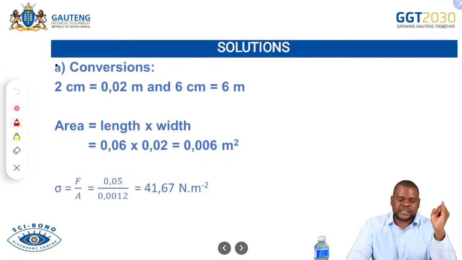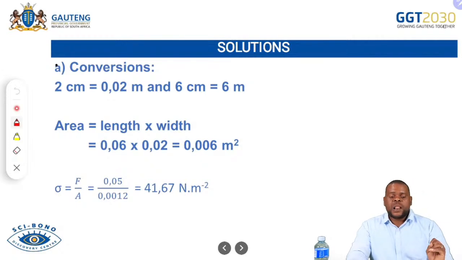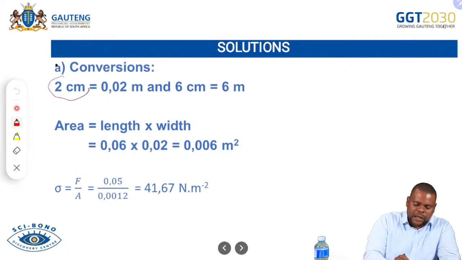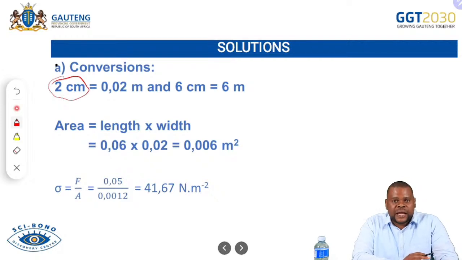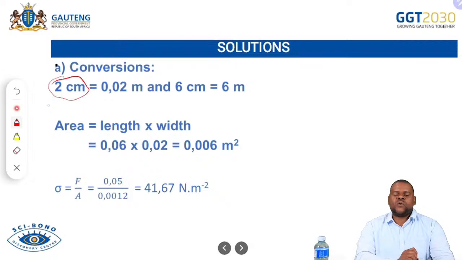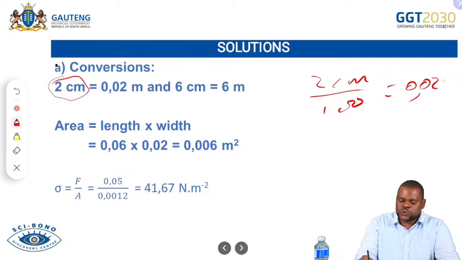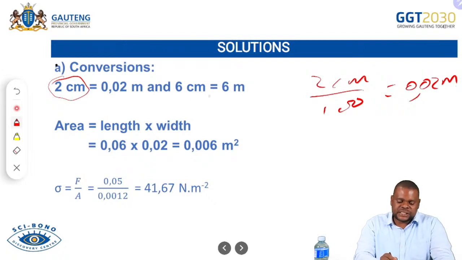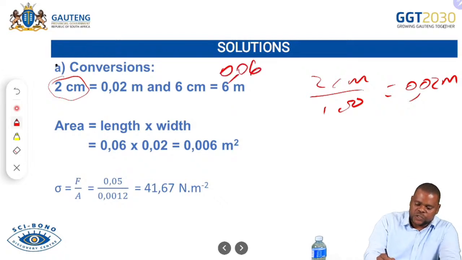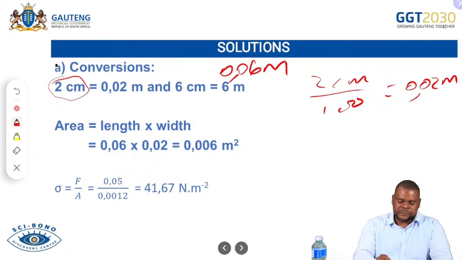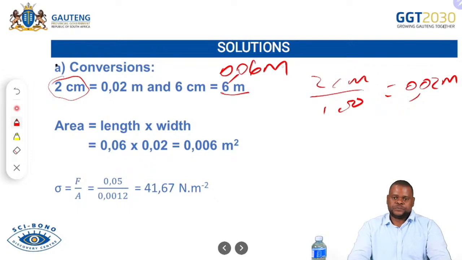The first thing that we do, we know that the length is 6 centimeters and the breadth is 2 centimeters. We need to do the conversion. We need to convert to meters, because the SI unit for the breadth and the length is meters. Then we take 2 centimeters and divide by 100. We say 2 centimeters divided by 100 will give us 0.02 meters. The same applies to the length, 6 centimeters. We divide that by 100 to give us 0.06 meters, grade 12s. It's not 6 meters, but 0.06 meters. Okay?